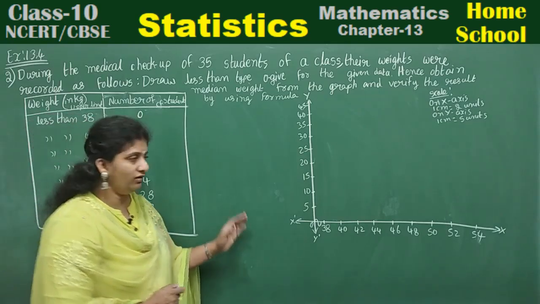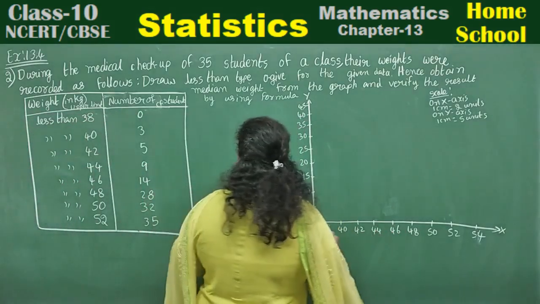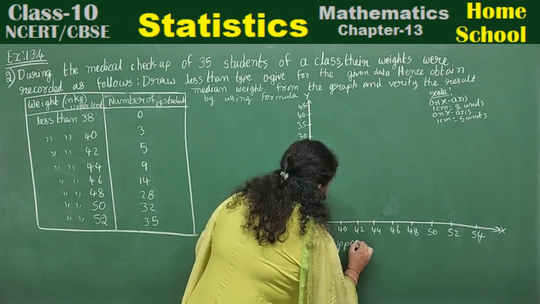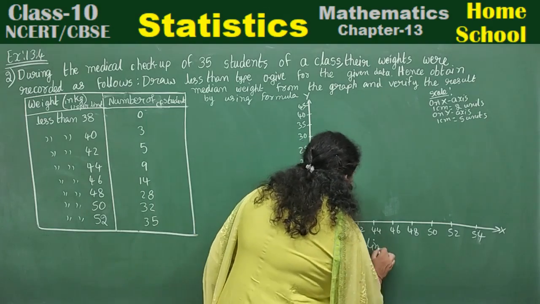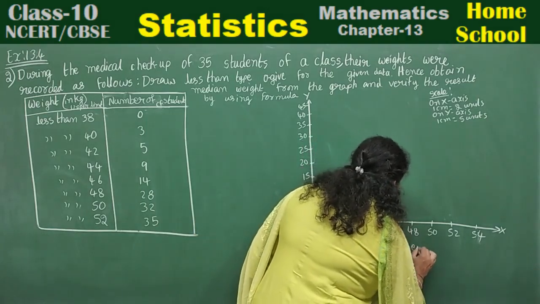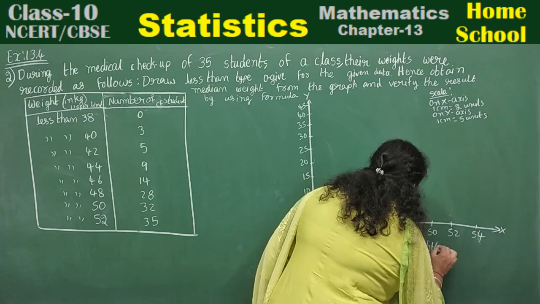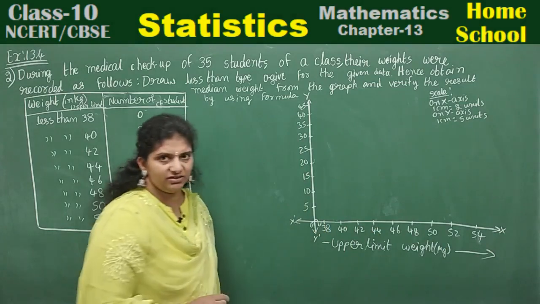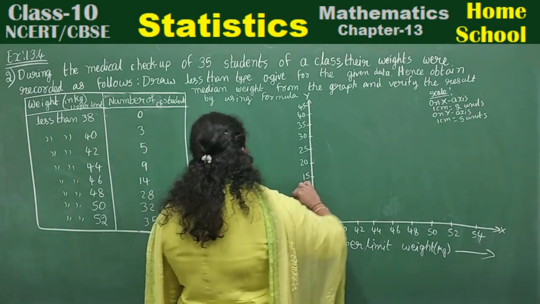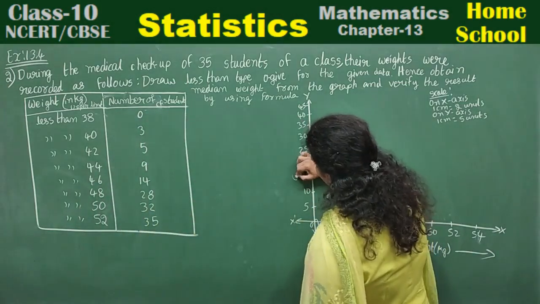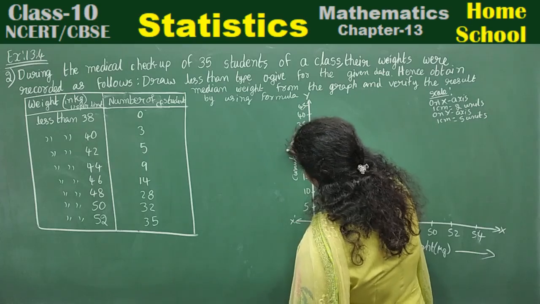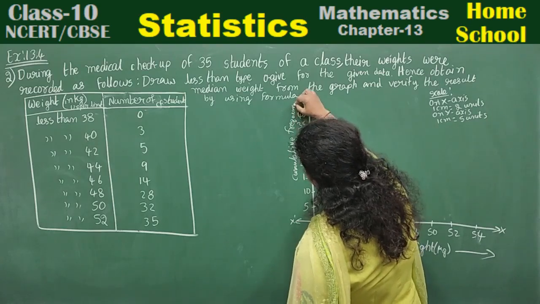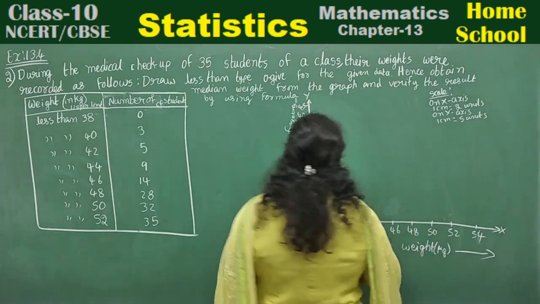Let's start the ogive here. On x-axis, weight in kgs, upper limit, weight in kg. On x-axis, we have done the upper limits. And on y-axis, you need to write here cumulative frequency. Always on y-axis we represent cumulative frequency.